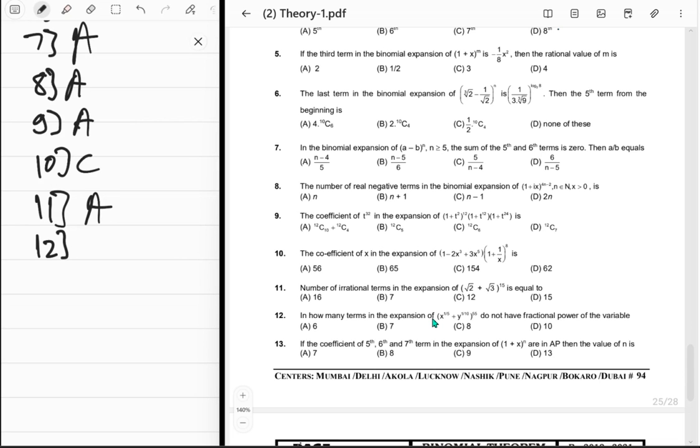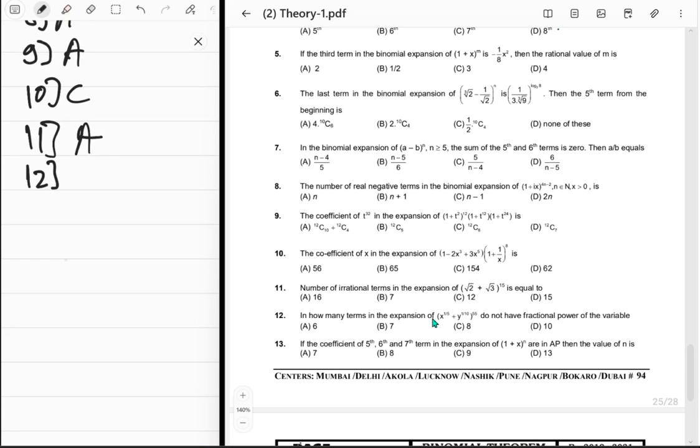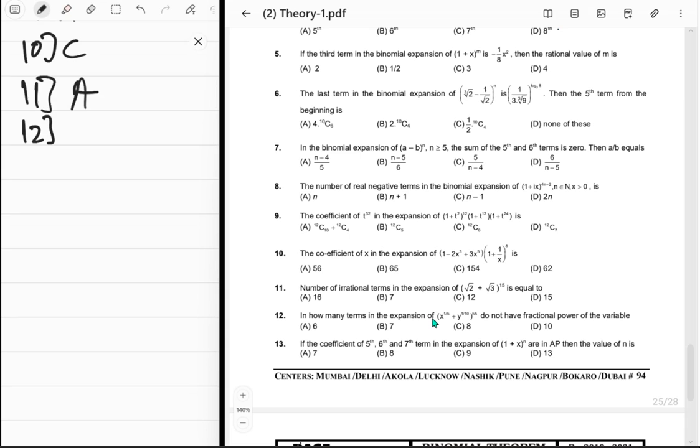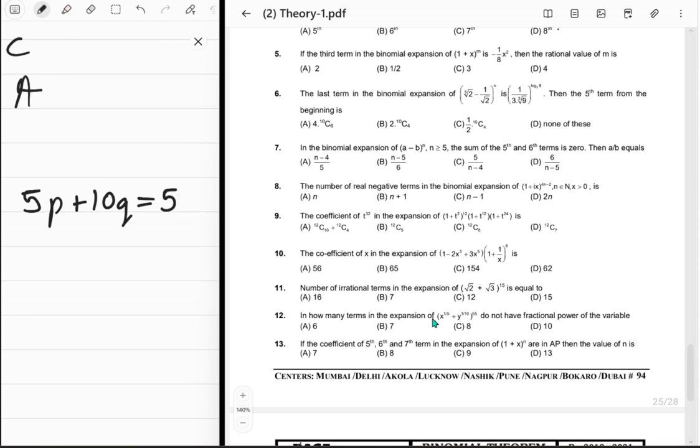I think y to the power 1/10 is easier to deal with, or let's just go with this thing. So if the power of x is 5p and the power of y is 10q, then these should add up to 55, and each pq pair will correspond to a different term. This just becomes p + 2q = 11, where p, q are just whole numbers.